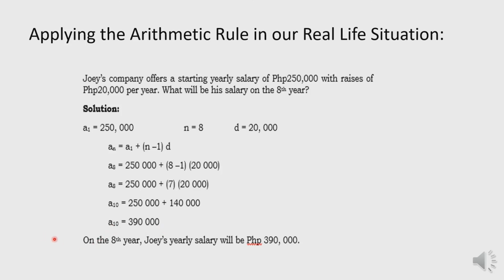In the 8th year, Joey's yearly salary will be 390,000 pesos. Okay, so from our previous examples up to here, you know how to apply the arithmetic sequence rule to real life situations. I hope you understand. That ends our topic for today.